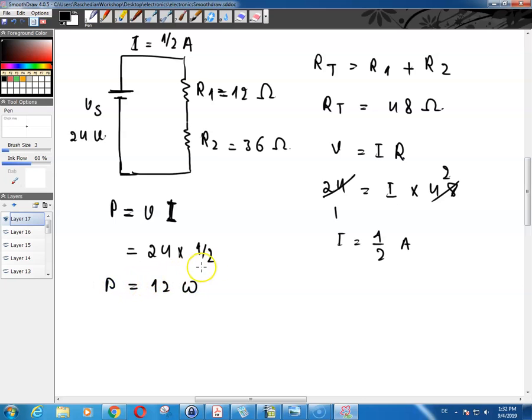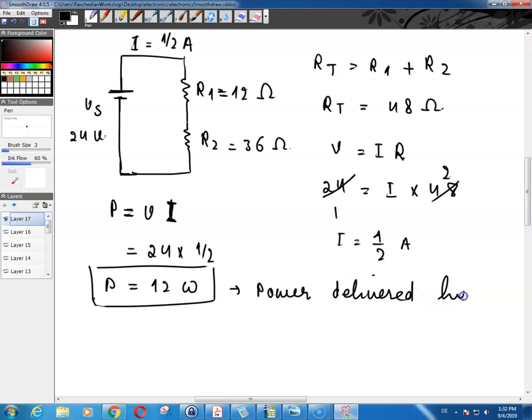This is the power delivered by the source. Now the power delivered by the source is 12 watts. And then that power has to be dissipated in these two resistors. So again, you need to basically use the same relationship, but this time you need to use it in a slightly different way.